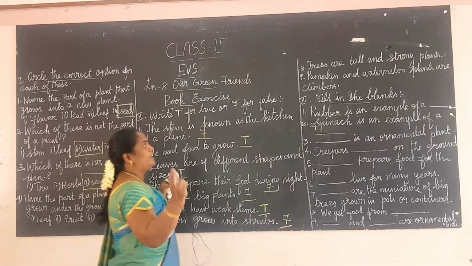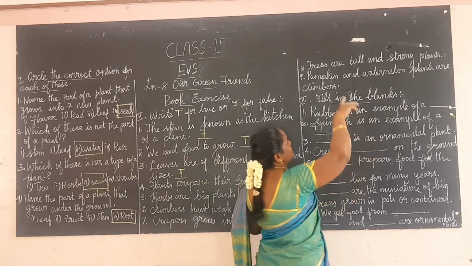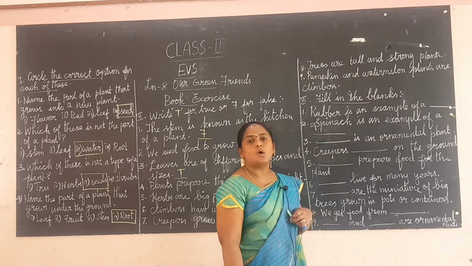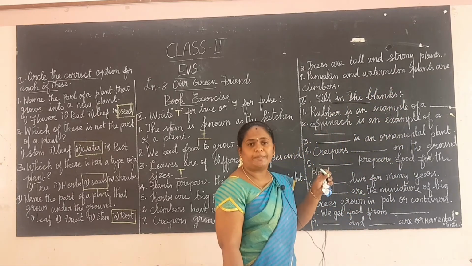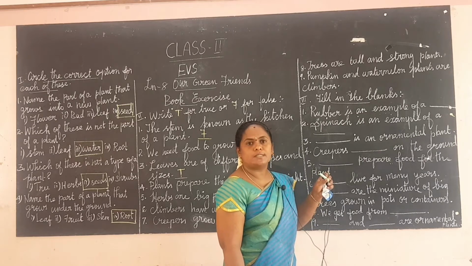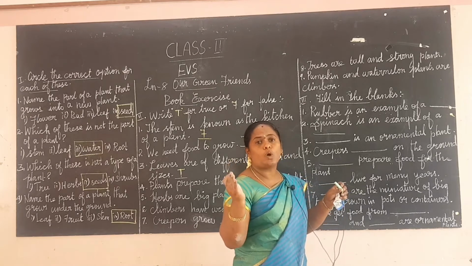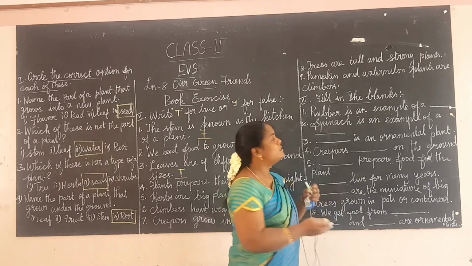And then the next one, trees are tall and strong plants. Trees are tall and strong plants. So this statement is true or false? Yes, this is true. That is, big and tall plants are called trees. So this statement is true.